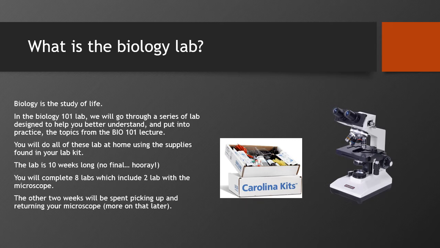For the first couple weeks of lab, the first 2 weeks, we will use things that you can find around your house. And then starting in week 3 through week 10, you'll need your lab kit to do all the remainder of the labs. The lab is 10 weeks long. There's no final, hooray. So you get 1 less week for lab, which is nice. And you will complete 8 labs total. The other 2 weeks are checking out and returning your microscope. And then 2 of your labs out of those 8, you'll need to use the microscope.